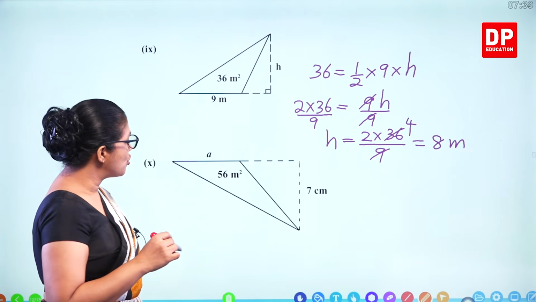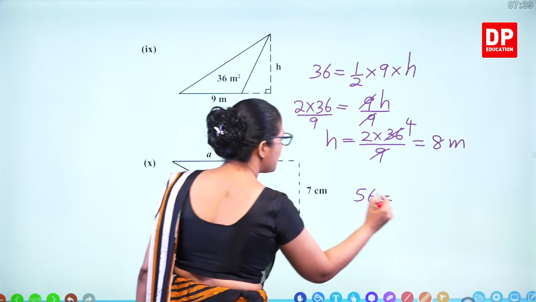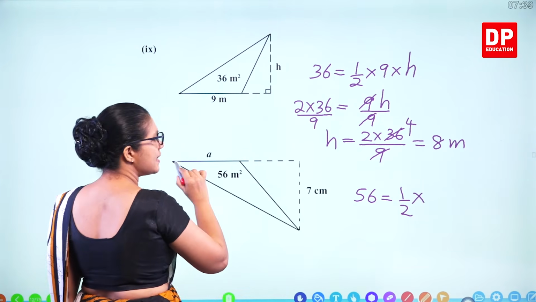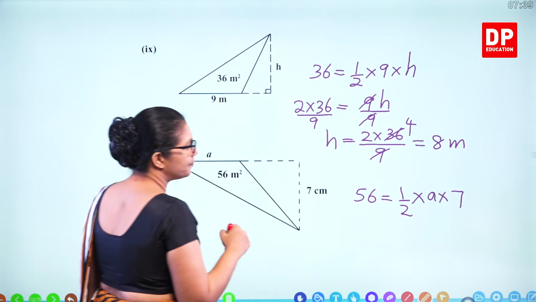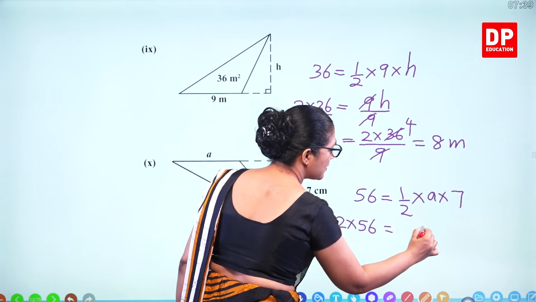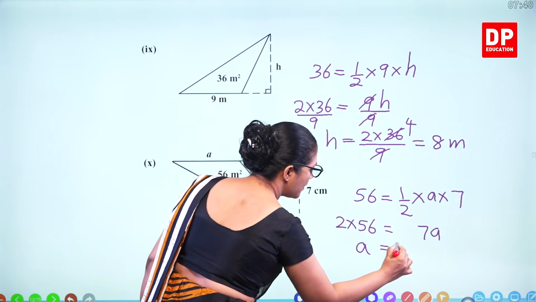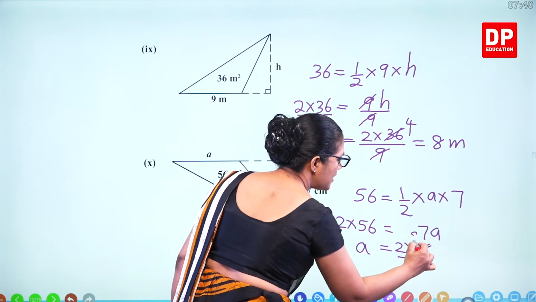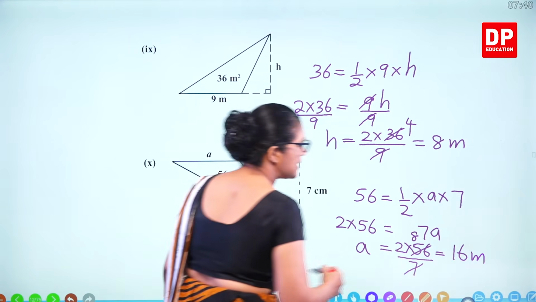This is another obtuse angle triangle. Area is 56. So 56 is equal to half base length. Base length is a and the perpendicular height is 7. So multiply by 2 both sides. You get 7a here when you multiply by 2. So divide by 7, you get a. 7 times 8, 8 times 2, 16. So this is 16 meters.